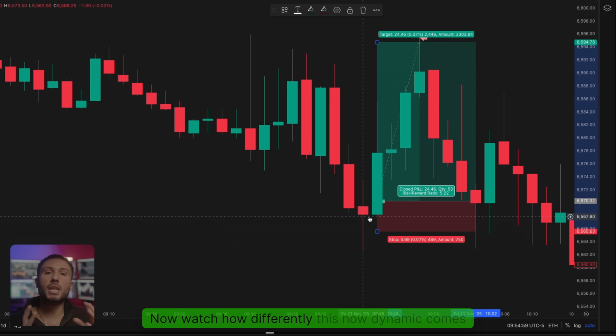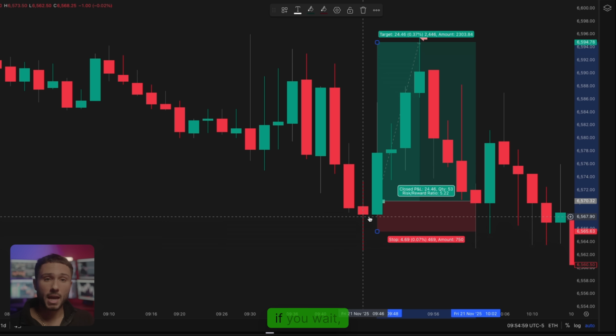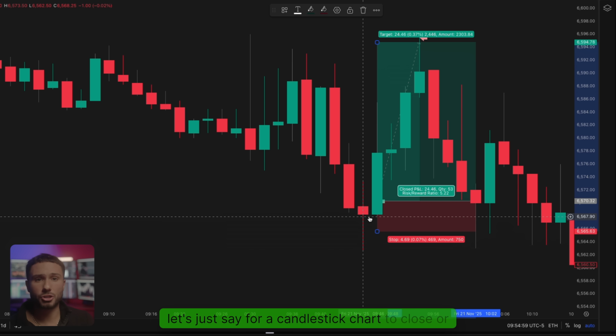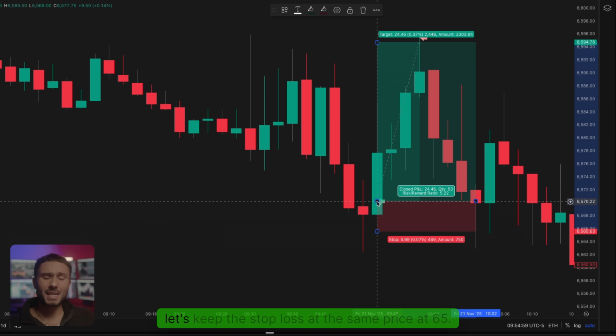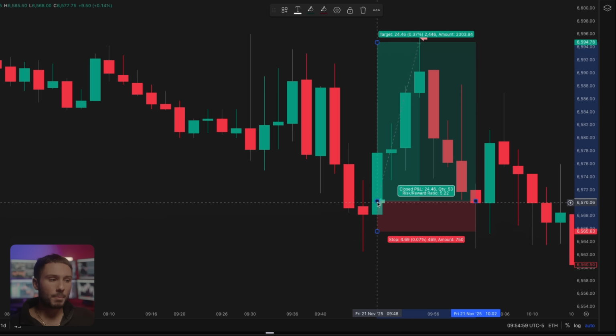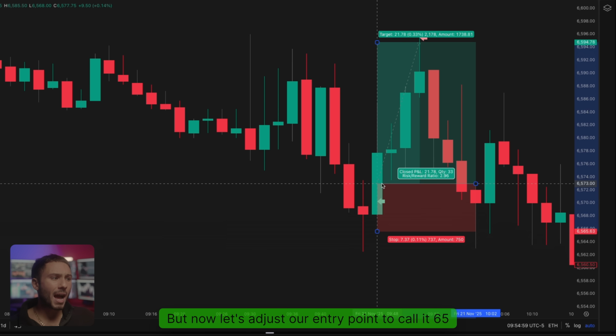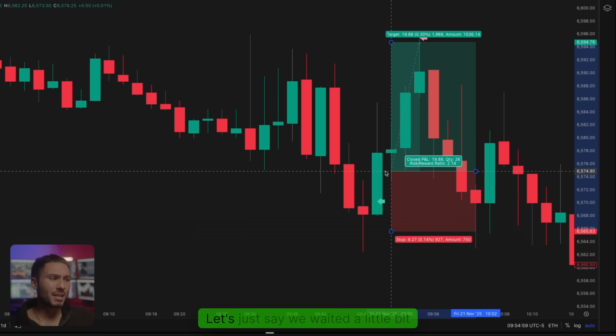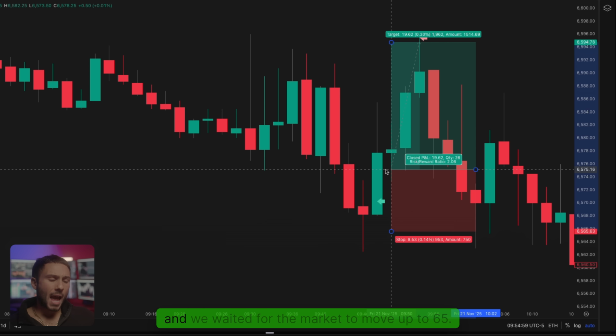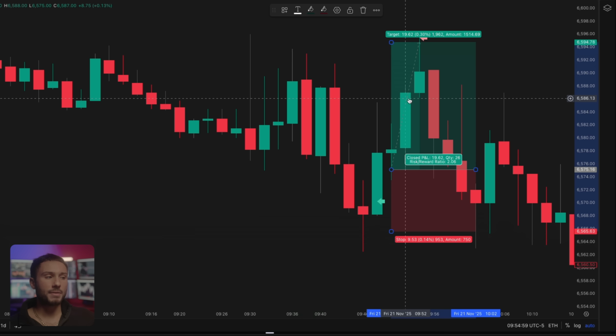Now watch how differently this dynamic comes. If you wait, let's just say, for a candlestick chart to close, or you hesitate to enter because you're fearful of it to work with you or work against you, right? Let's keep the stop loss at the same price at 65.65. But now let's adjust our entry point to call it 65.75. Let's just say we waited a little bit and we waited for the market to move up to 65.75.